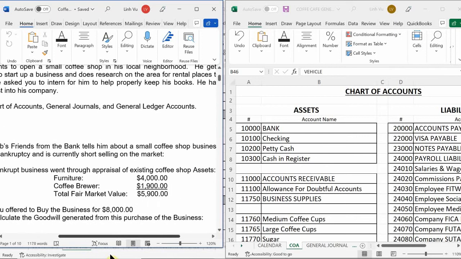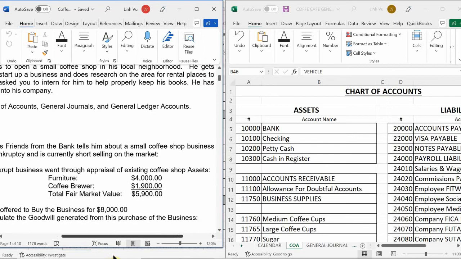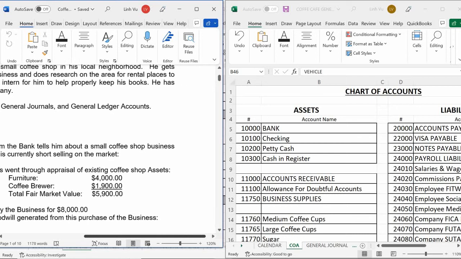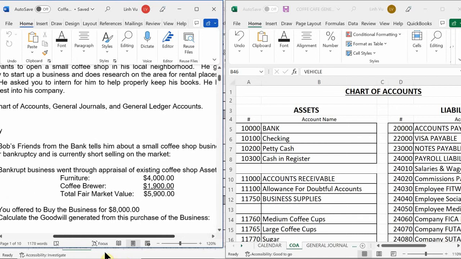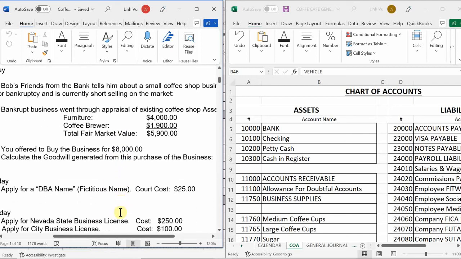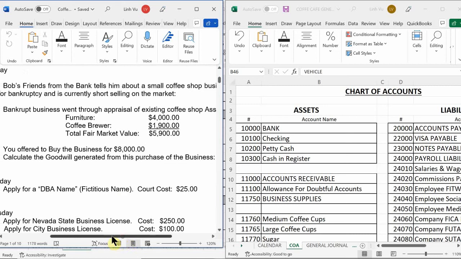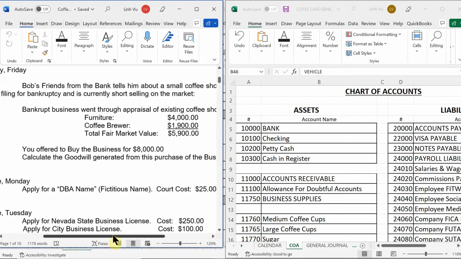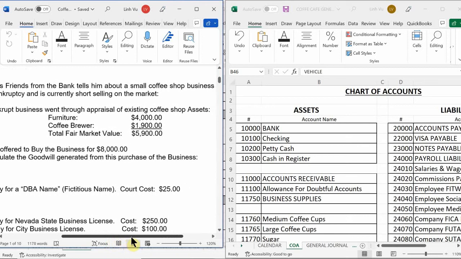Okay, so in this case, that bankrupt coffee shop had total assets equal to the following. He has furniture that's worth $4,000, and he has a coffee brewer that's worth $1,900. So the grand total was $5,900. Okay, and Bob decides to put in a bid, and he offers to buy the entire business for $8,000.